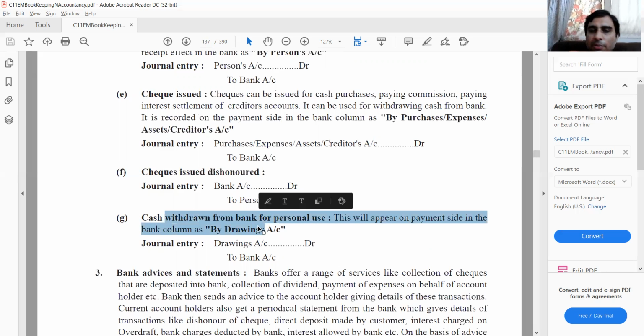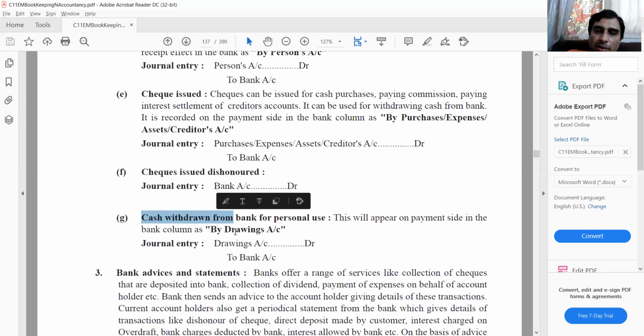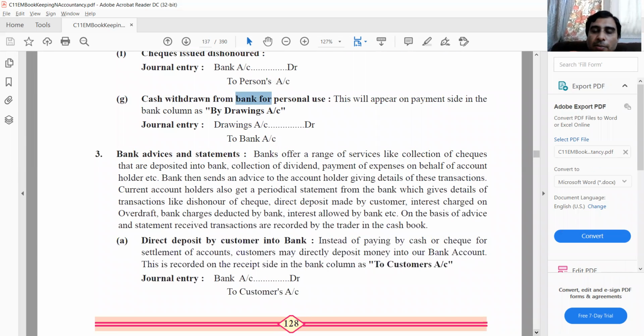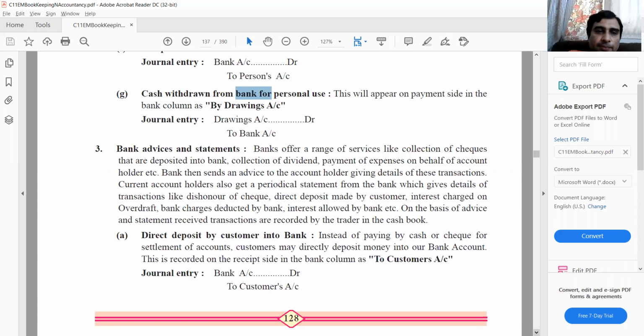Cash withdrawn from bank for personal use. So the word cash comes here, but technically it is going to be drawings. So you will not reflect it in the column for cash. You will reflect it in the column for bank, because what was withdrawn was directly withdrawn and it did not come in the cash box of the business. The owner of the business withdrew it and it went away directly.